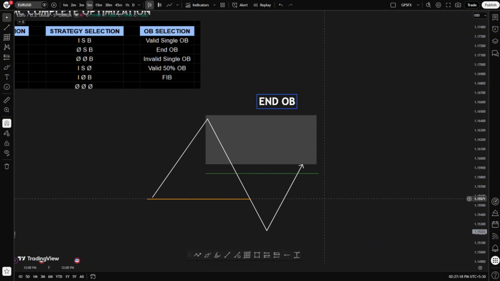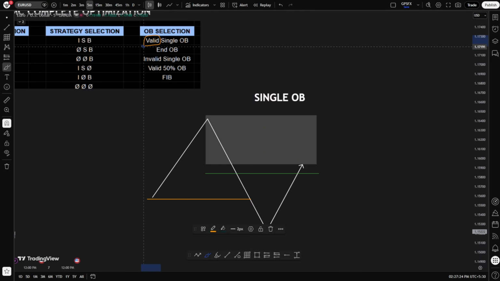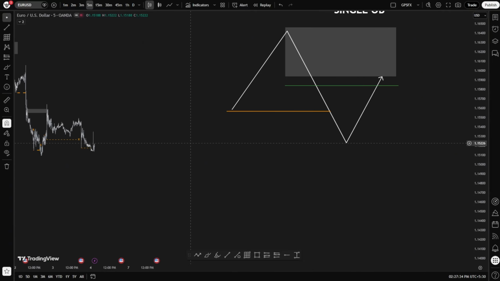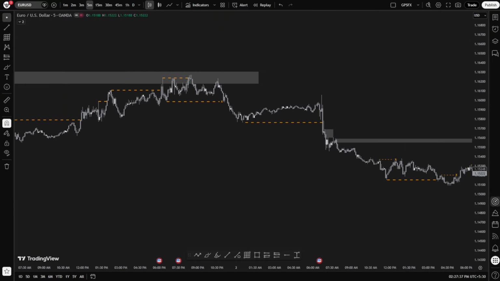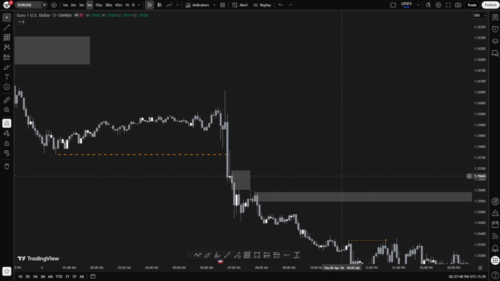Okay, so where does the word valid come in here? The valid simply means that if this order block was the one who gave us a breakout structure, that means that this order block is a valid single order block. So what do I mean by this? Let me just use the real market to get some examples.